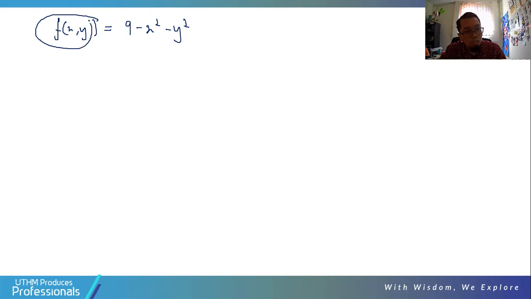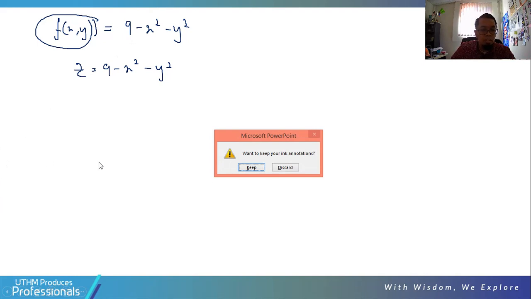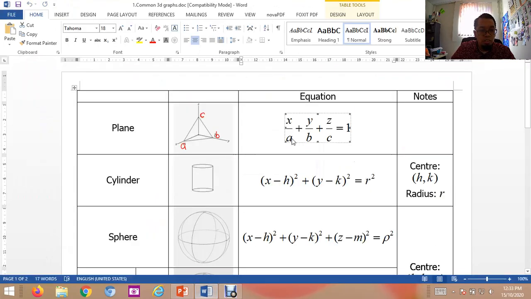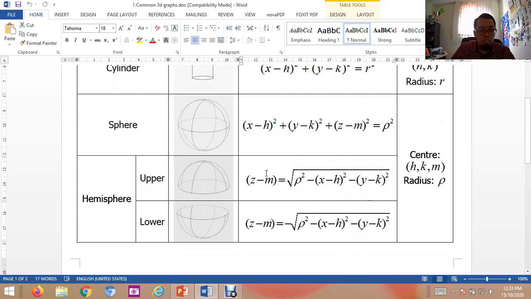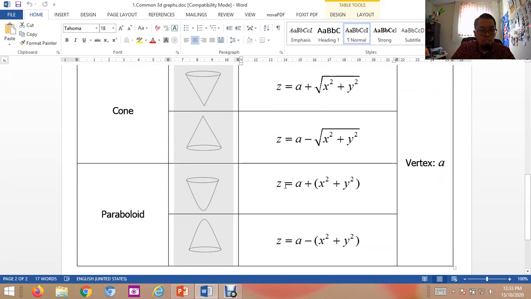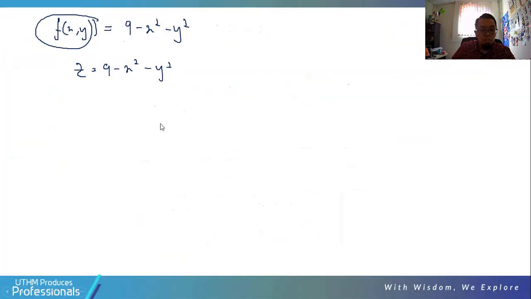Okay, I'll give another example. Let's say given f(x,y) equal to 9 minus x square minus y square. This we set as z. Then you look at the common 3D graphs. Which is similar to this function? This one has squares in x and y, but z does not have a square. So it is similar to the paraboloid. Okay, paraboloid. So you know this function is similar to a paraboloid.